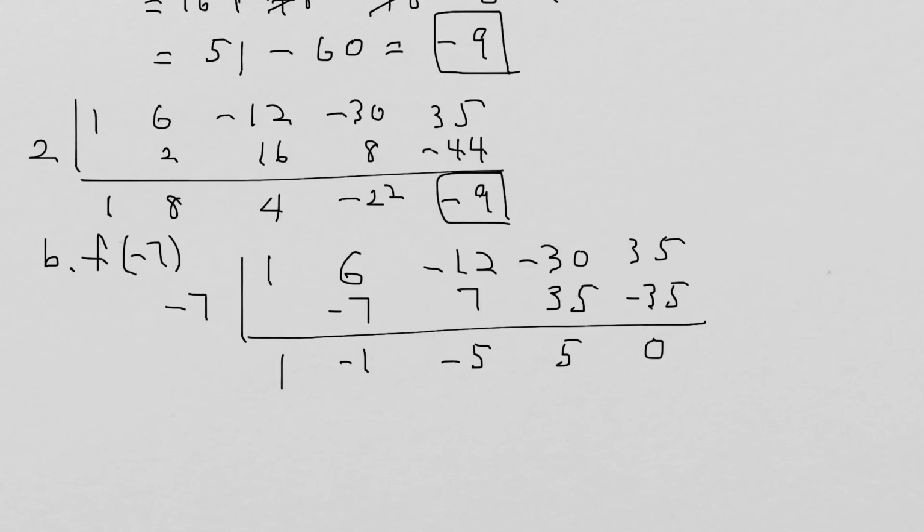Remainder 0. Whenever you end up getting remainder 0, this means your value is a solution, or the value gives a factor of your polynomial. So negative 7 can be a solution, but also x plus 7 can be a factor of your f of x. One of the solutions you have for this polynomial function f of x is negative 7, or x plus 7 as the factor.